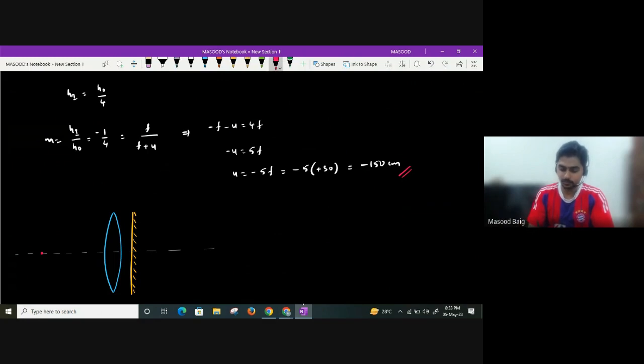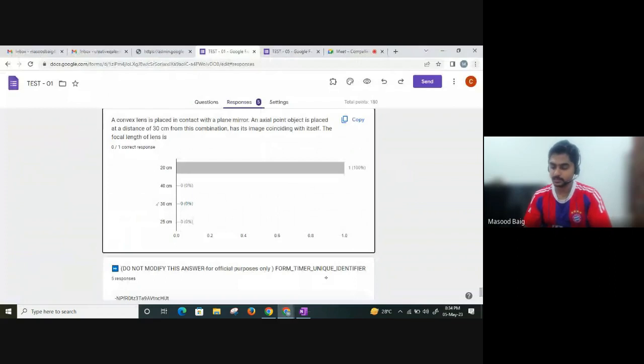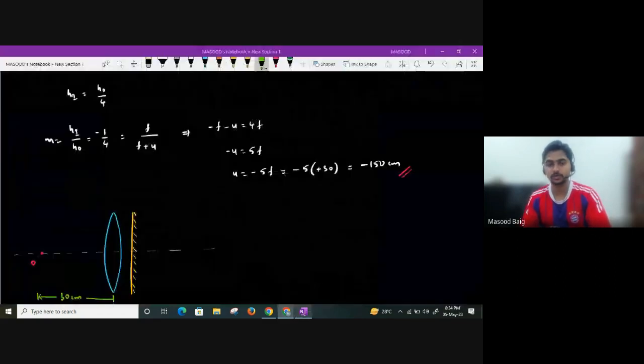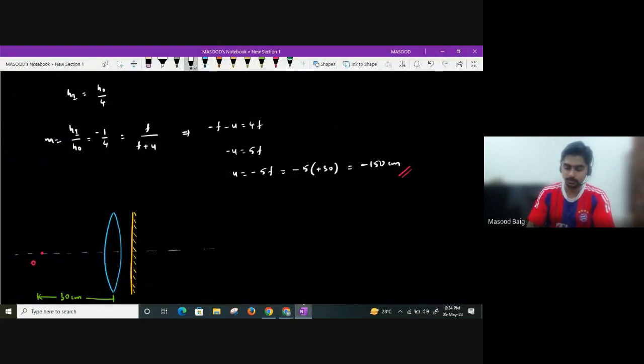The object is placed somewhere over here, at a distance of 30 centimeters from this combination. Does its final image again coincide with the object? Directly I can say, from the object we are going to have incident rays. This is one of the incident rays, this is the other incident ray. This is our first incident ray, guys. Now I want the final image to come back again, so it means the final refracted rays should be like this only.